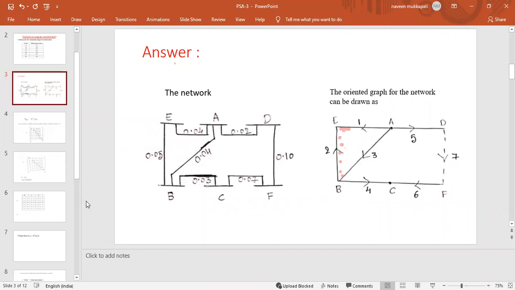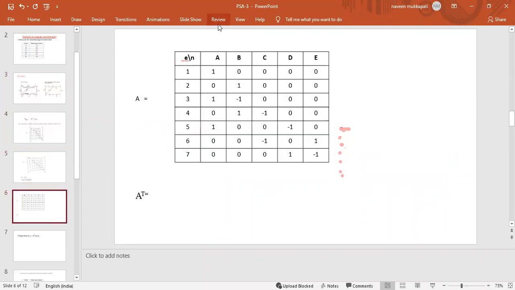Then how will we determine the A matrix? A is equal to E by N, where E is the number of elements and N is the number of nodes. First we mention the nodes, A, B, C, D and E, and we mention the elements, 1 to 7. The reference node is neglected in the case of the A matrix.